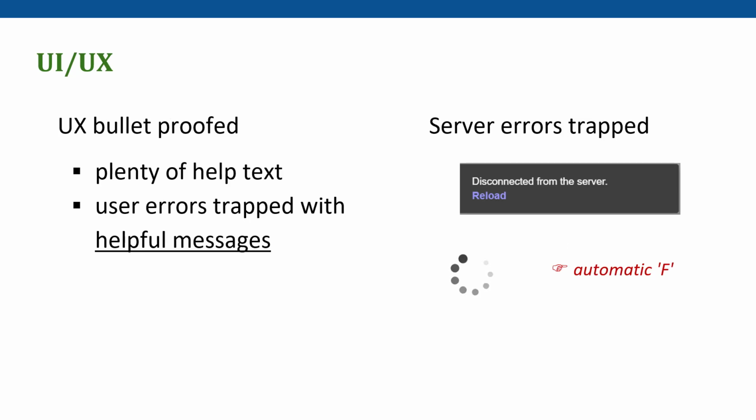We should also bulletproof the user experience. This is a big pain point, and it's something that could make somebody not want to come back to use your app. There should be plenty of help text that helps people work themselves through it. A tour function would be useful. Errors that are caused by the user error need to be trapped and given helpful messages.